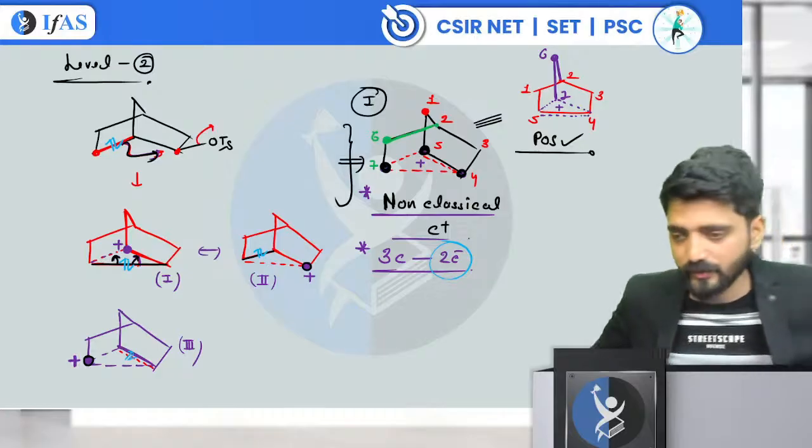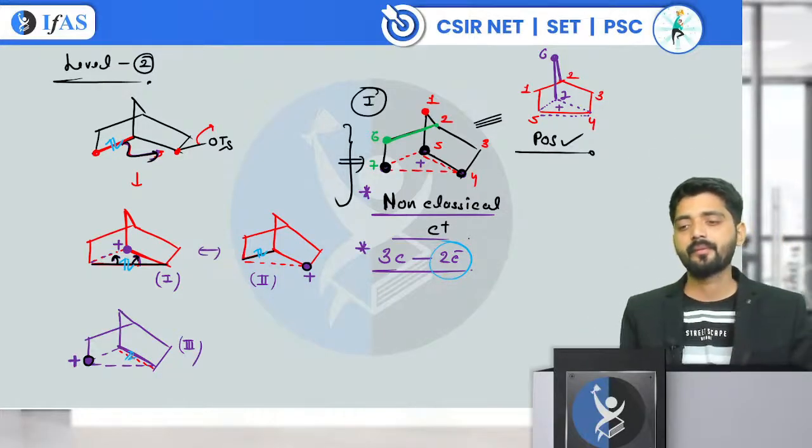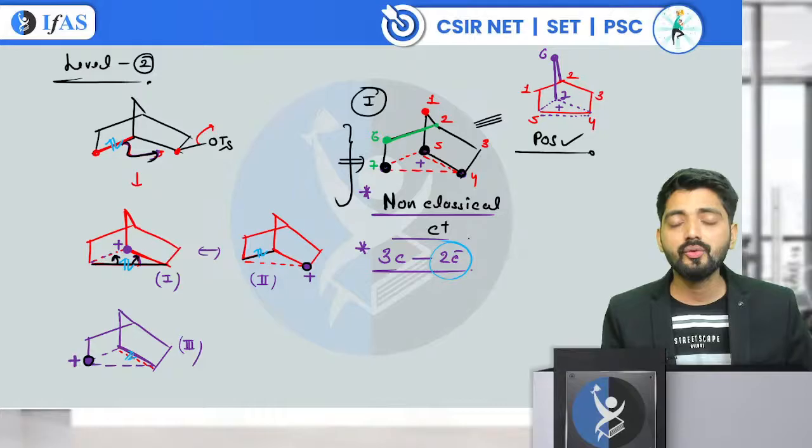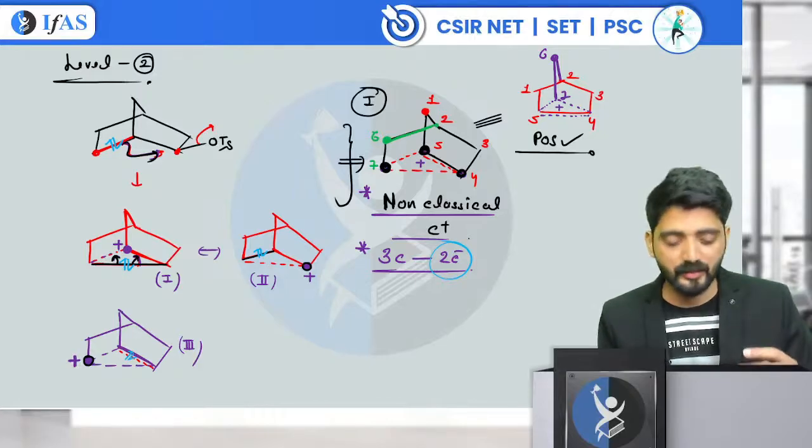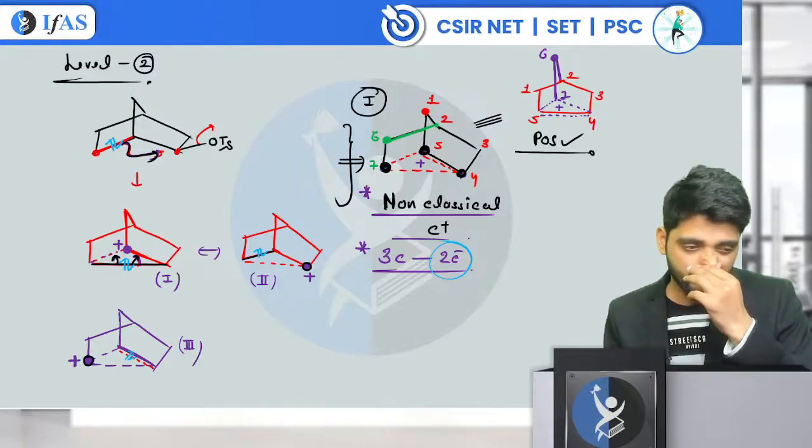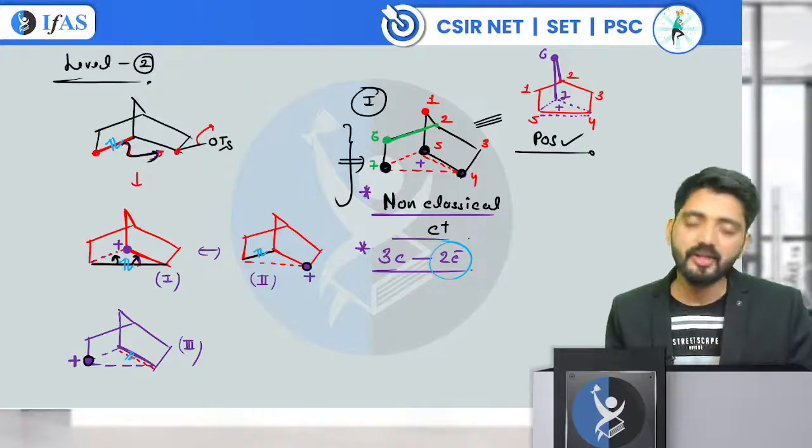Is it digestible for you or not? I'm telling you a concept in great depth. This concept holds really great depth.